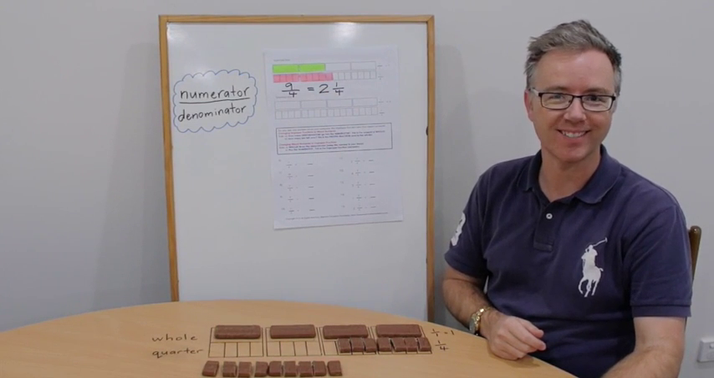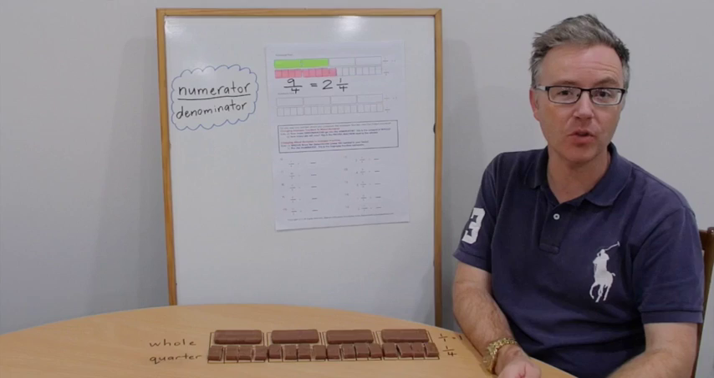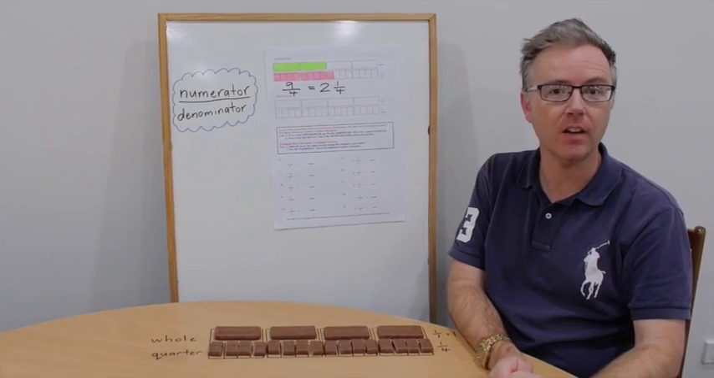Let's do one more together. And now for example 5, would you please colour in 15 quarters now?